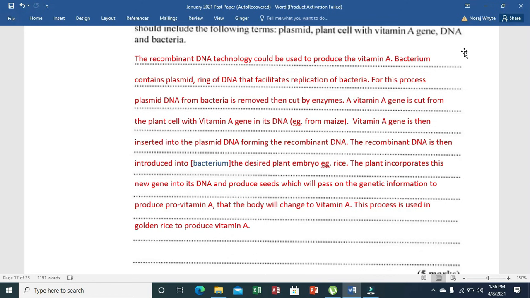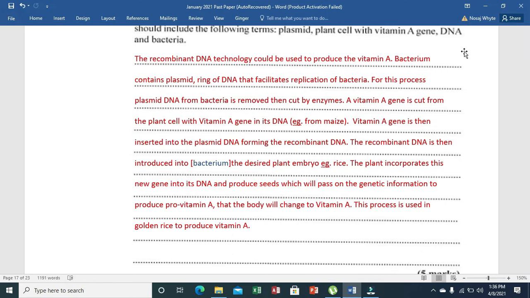Now the recombinant DNA technology could be used to provide the vitamin A. Now, how does this work? The bacterium contains a plasmid, a ring of DNA, that facilitates replication of the bacteria. For this process, plasmid DNA from the bacteria is removed, then it is cut by an enzyme.